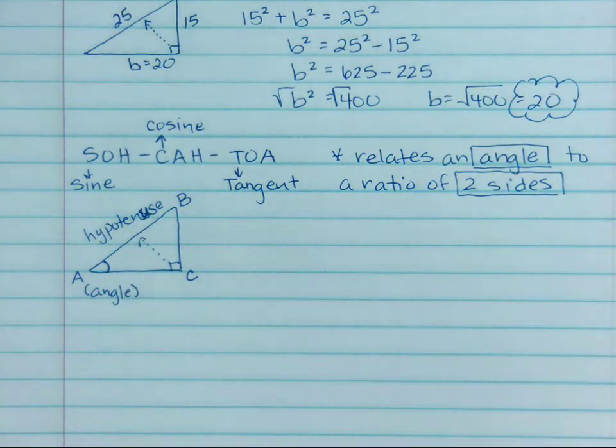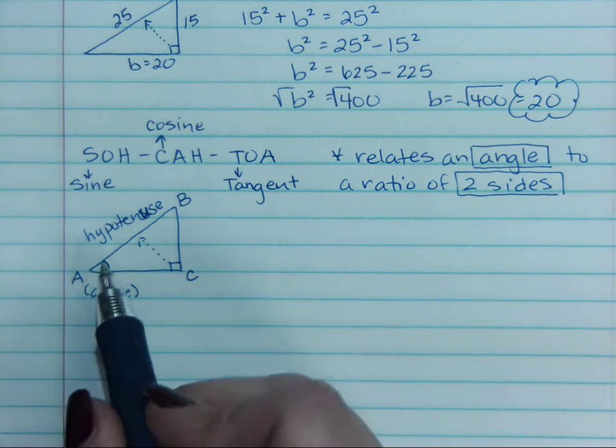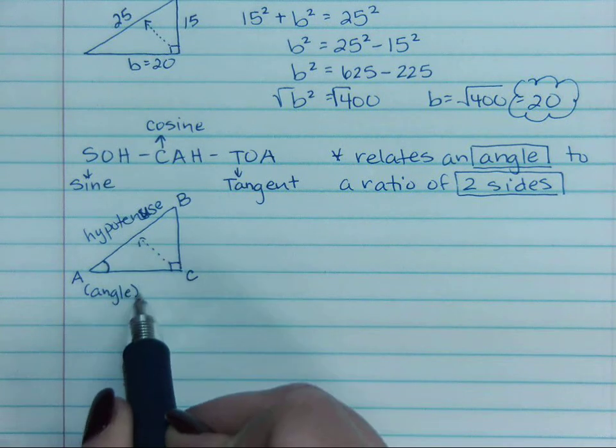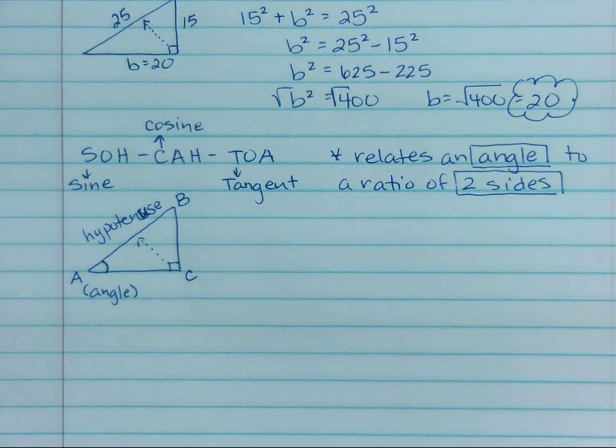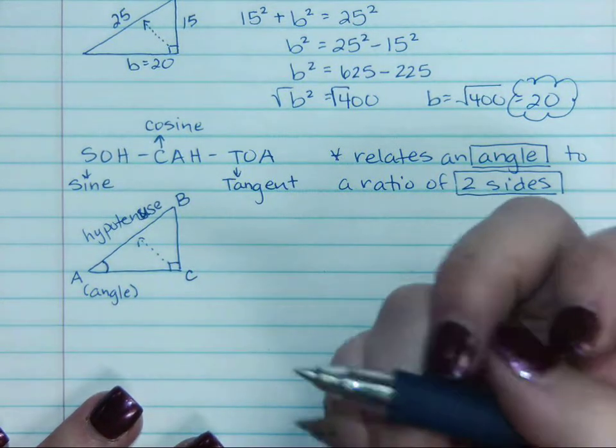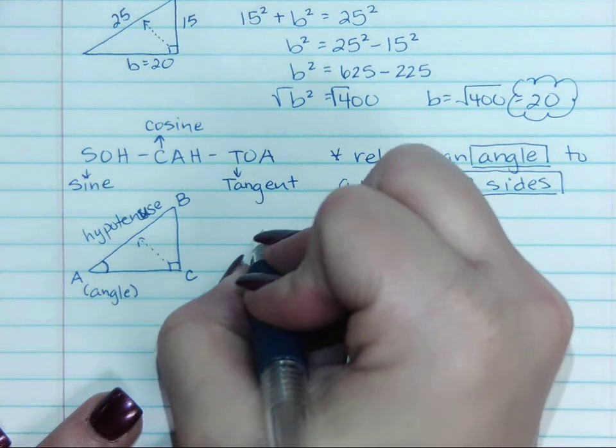And so depending on what information we have, if we have an angle, and one of these sides, any of the three, we can find the other side. So let's look at SOHCAHTOA. All right, so we're going to break it down.